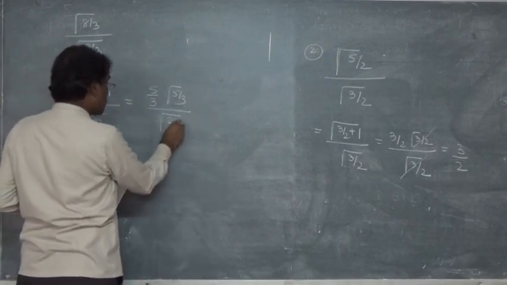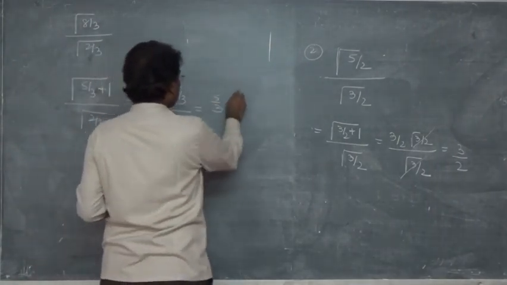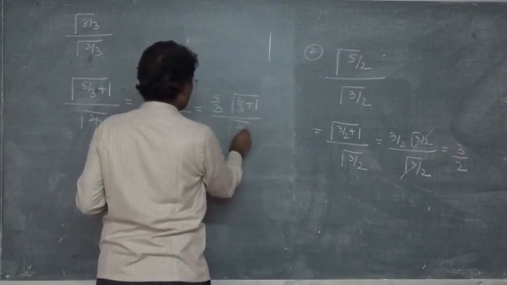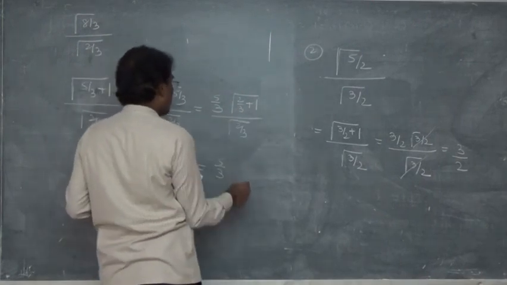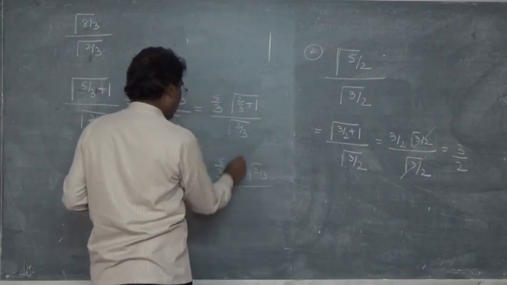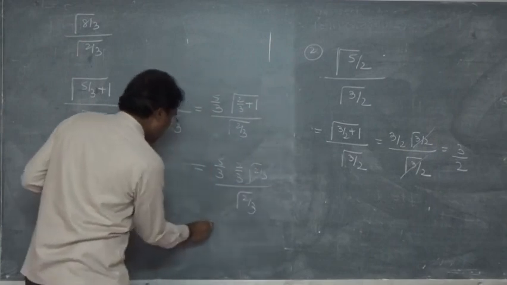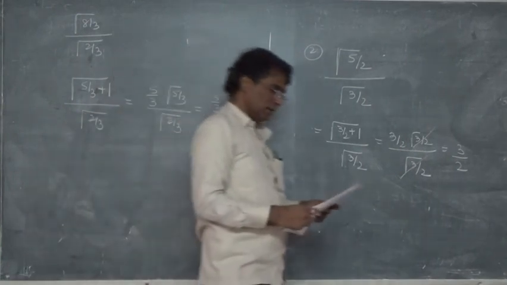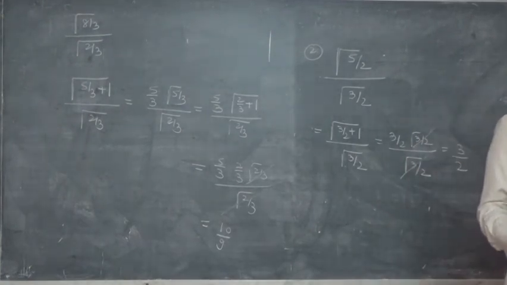This is gamma 2 by 3, or this is 5 by 3. Again gamma 5 by 3 can be written as gamma 2 by 3 plus 1, divided by gamma 2 by 3, or this is equal to 5 by 3 into 2 by 3 gamma 2 by 3, divided by gamma 2 by 3. This and this get cancelled. So the answer is 5 twos are 10 divided by 9. Answer is 10 by 9.